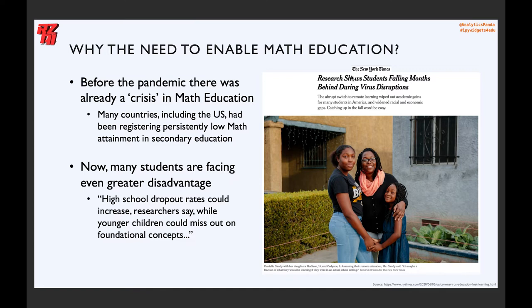it's really clear that all students have been impacted. And obviously some more than others, particularly those who were already disadvantaged or underprivileged, are now facing even greater hurdles. So, for example, high school dropout rates could increase. Younger children could miss out on foundational concepts. I suggest they already are missing out on foundational concepts. And then, of course, there's also the mental health side as well.